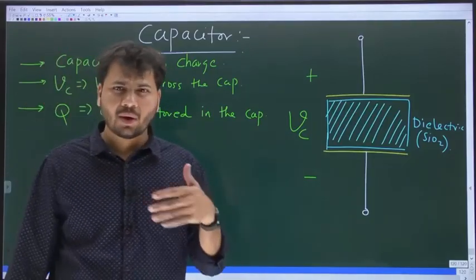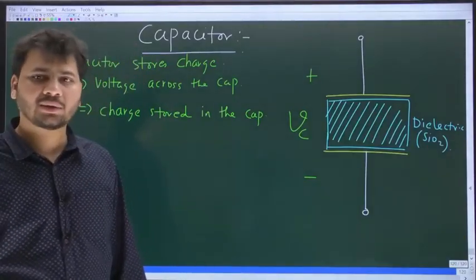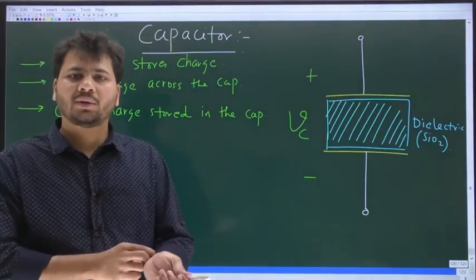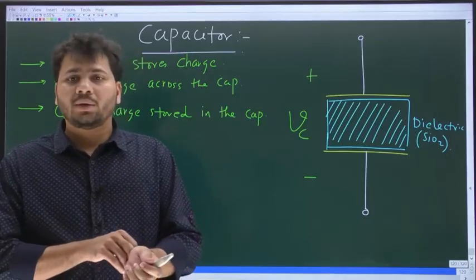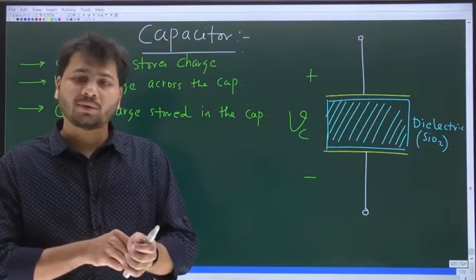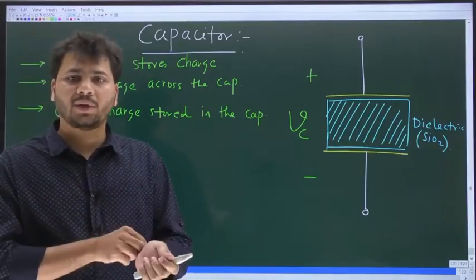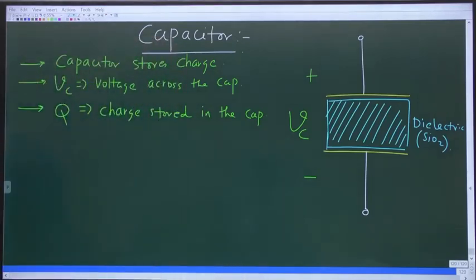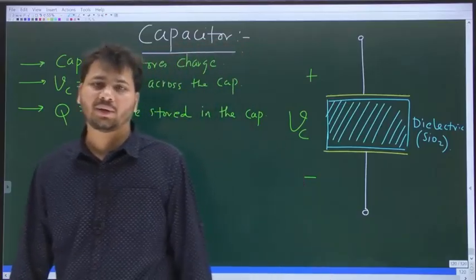Because what is the net charge stored in the capacitor? Please comment in the chat box. For this parallel plate capacitor, what is the net amount of charge stored in both the plates? When I say net charge stored in the capacitor, it is the net charge stored in both the plates. What is the answer? Please type in the chat box. What is the net charge stored in the capacitor? Net charge is 0.